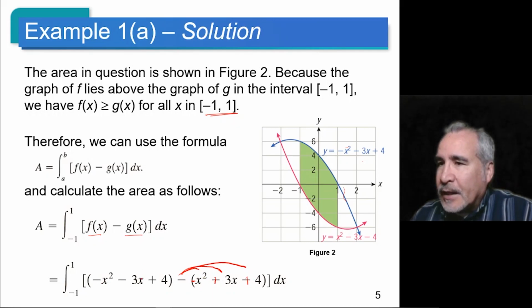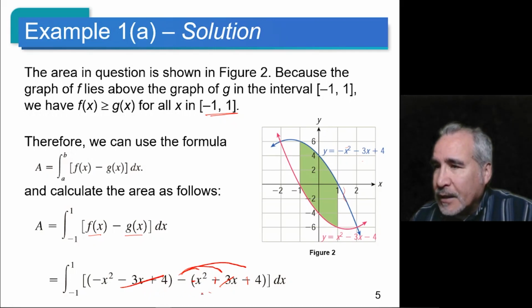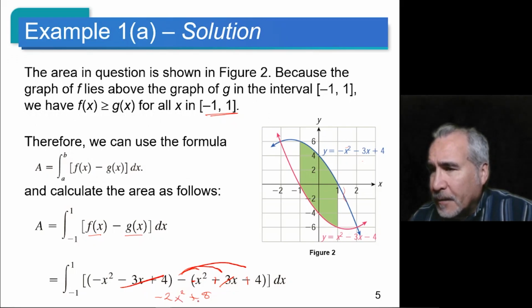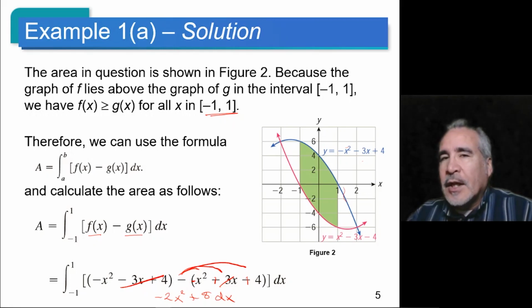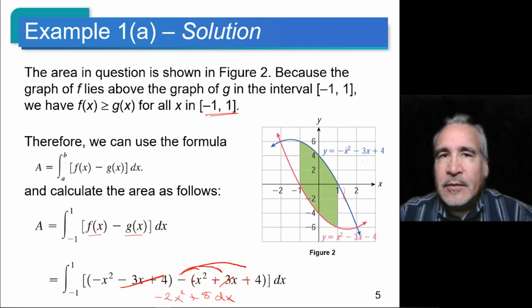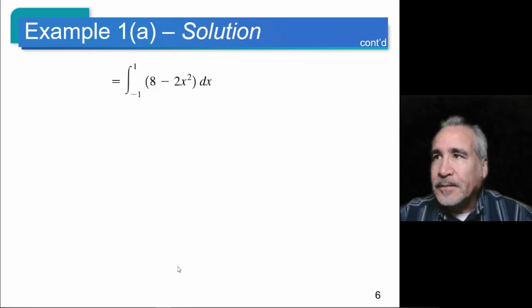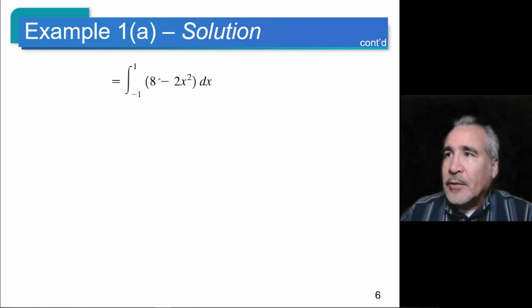So when we combine these, we see a negative 3x and a positive 3x. That's going to cancel. We've got a +4 and a +4, so that's going to give us 8. And then we've got a minus x squared and a minus x squared, so that becomes -2x squared plus 8 dx. So you'll see that on the next page. We actually combine the functions, combining like terms. So that's what we get, and it's much simplified now.